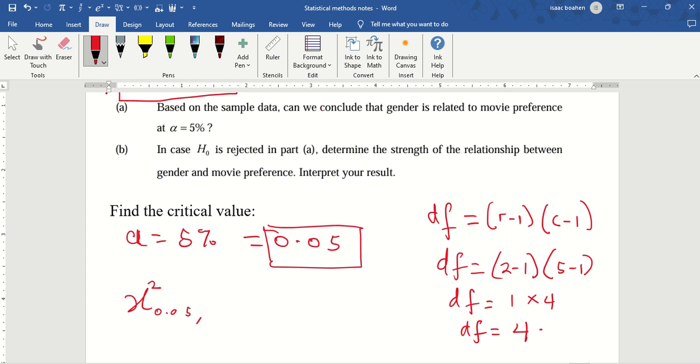So that is going to be here. It means I am looking for a critical value from the chi-square with a significance level of 0.05 and degrees of freedom of 4. So let us go and look for that value.